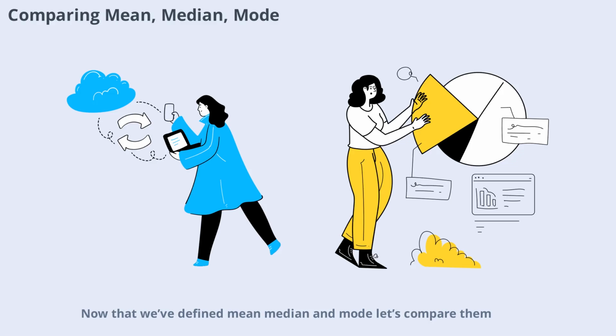Now that we've defined mean, median, and mode, let's compare them. Each measure tells us something different about our data. The mean gives us the overall average, the median shows the middle point, and the mode highlights the most common value. Depending on the data's distribution and the presence of outliers, one measure may be more informative than the others. Understanding these differences helps you choose the right tool for your analysis.